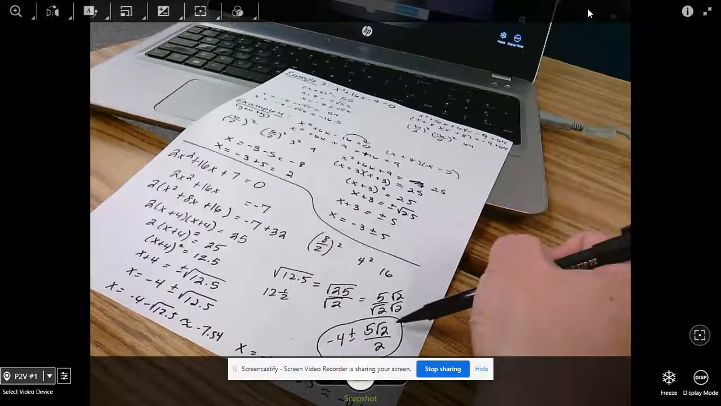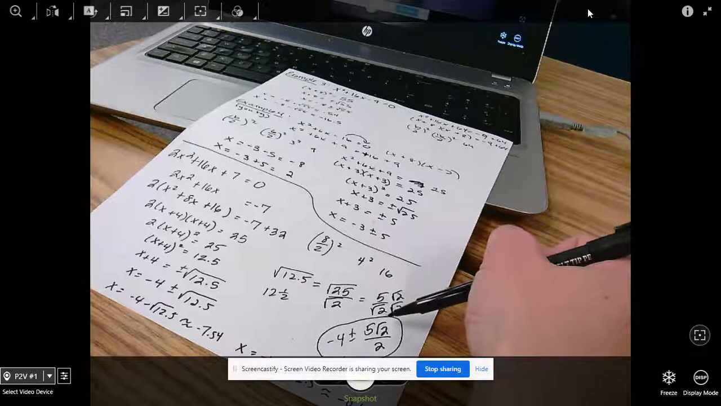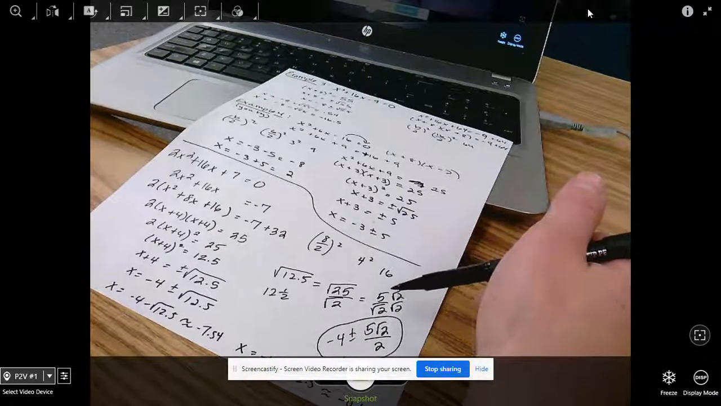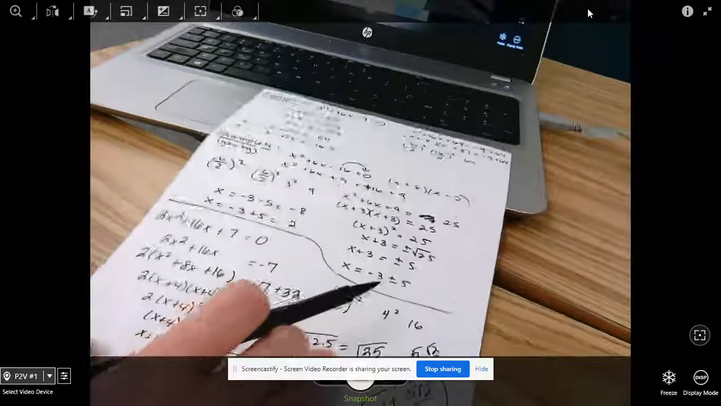Okay, this isn't going away. You do this in calc, you do this in pre-calc, you do this in calc 2. It doesn't go away. So just get used to it now.